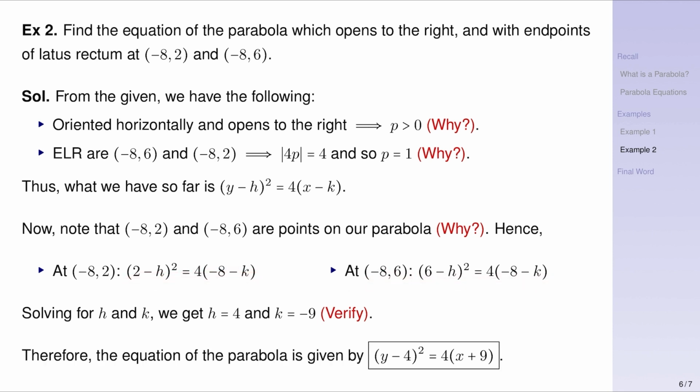Given that, we can now conclude that the equation of the parabola is given by the equation (y minus 4) squared equal to 4 times (x plus 9). Basically, we just plug this in out here. And that answers the given problem. We have obtained an equation of a parabola which opens to the right and with endpoints of the latus rectum given by these 2 points.